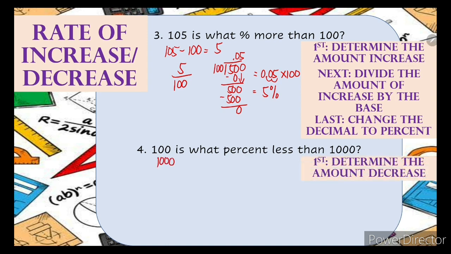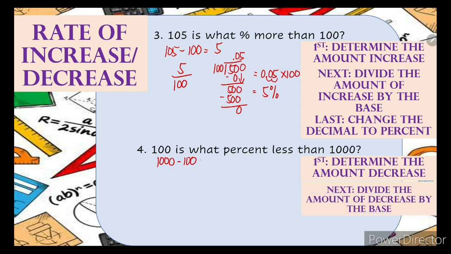So, first step is to determine the amount decreased. So, 1,000 minus 100 is equal to 900. Next step is to divide the amount of decrease by the base. So, 900 divided by 1,000. Let us divide 900 divided by 1,000. So, maglagay tayo ng decimal point.